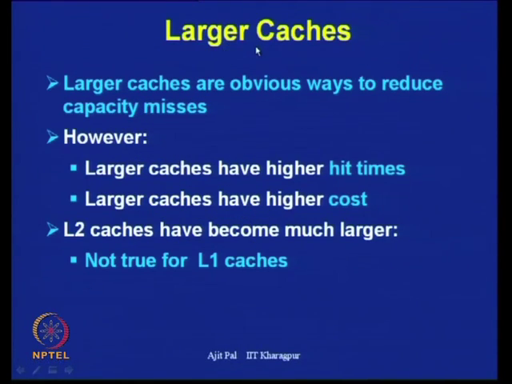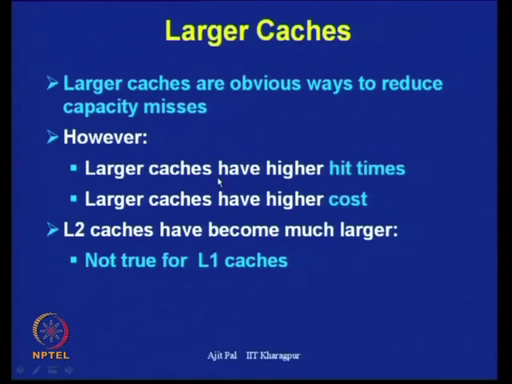So, first let us focus on larger cache sizes. We have seen, as we increase the size of the cache memory, the different types of misses change. So, how the three types of misses are affected as we increase the size of the cache is considered here. Larger caches are obvious ways to reduce cache capacity misses. So, capacity misses will reduce as we increase the size of the cache. However, larger caches have higher hit times. As we increase the size, the cache memory becomes increasingly complex, the decoder portion will be quite complex and the delay for access will be larger. So, hit time will increase as we increase the size of the cache.